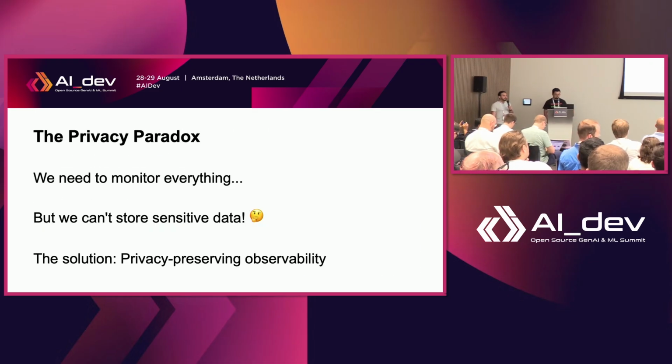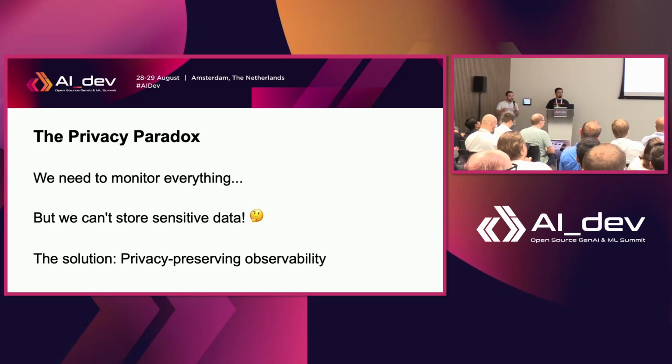Okay, we have observability, but at the same time there is a privacy paradox, right? Obviously we need to monitor everything. We need to keep track of how things are performing. Are they up? Are they down? How many tokens are we using? How much is it going to cost? But we also need to keep in mind that we cannot store sensitive data. There are a lot of rules and regulations like HIPAA, GDPR, et cetera, that prevent us from storing sensitive data. So we need to be more mindful of how we implement our solutions.